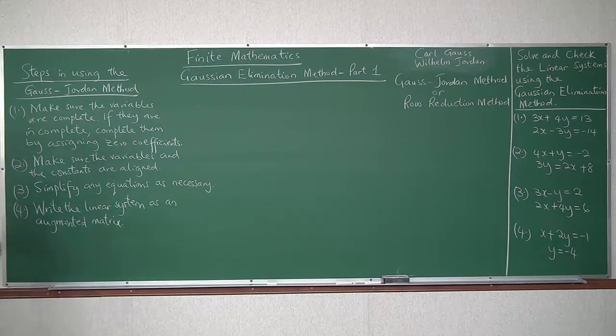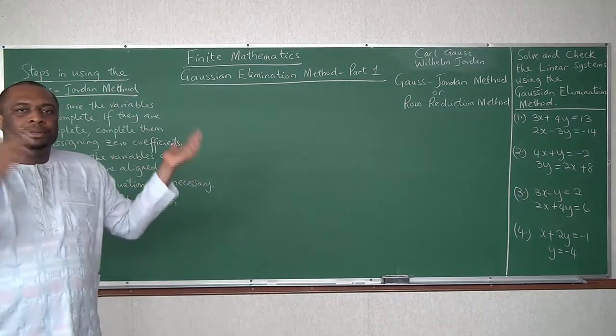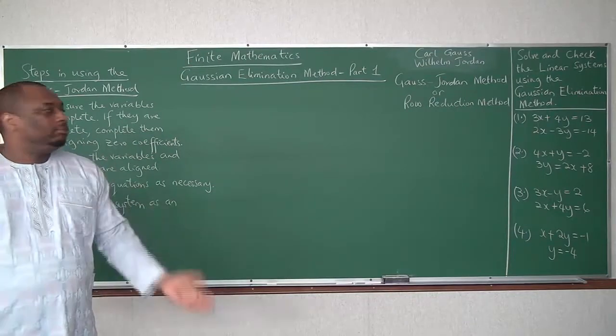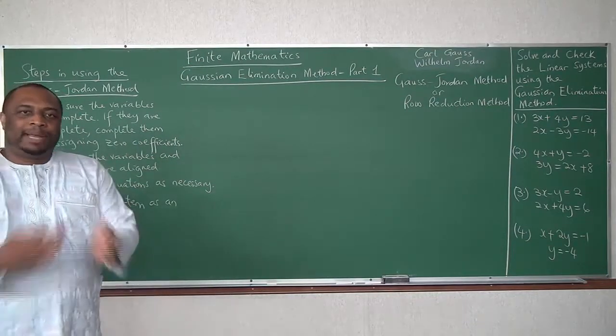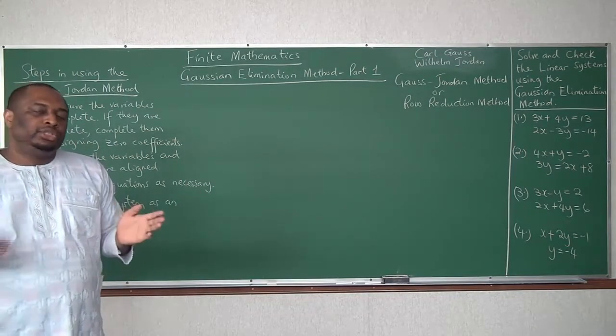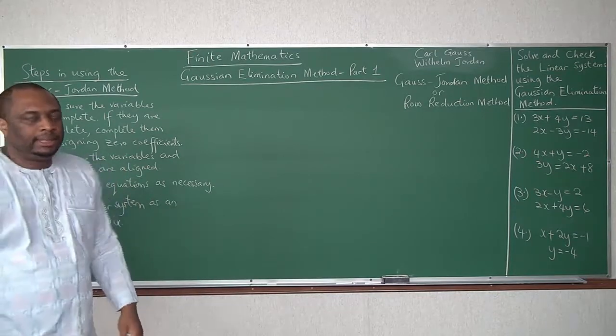Okay? And once you have done that, you now want to apply the row reduction method, or the Gauss-Jordan method. You have to apply row reduction to reduce it to a reduced row echelon matrix. Okay?